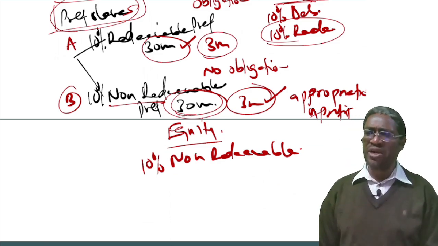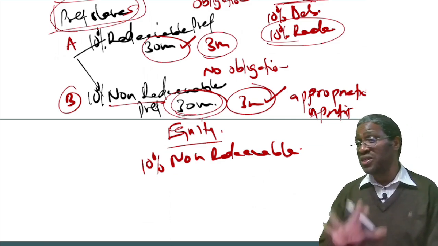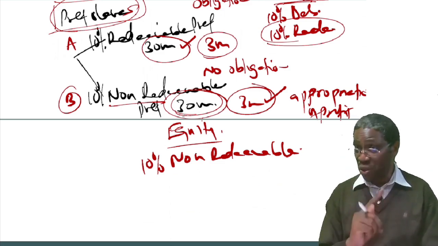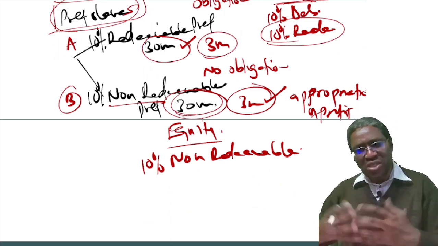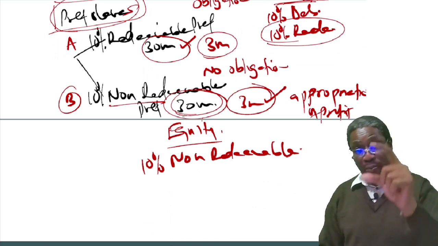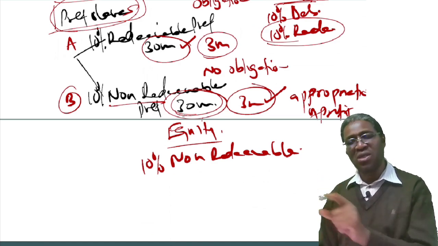Now that we are preparing published accounts, I said you don't appropriate the profit in the income statement. I said you appropriate the profit where? In the statement of changes in equity. This is where the 3 million will go as an appropriation of profit in the statement of changes in equity.